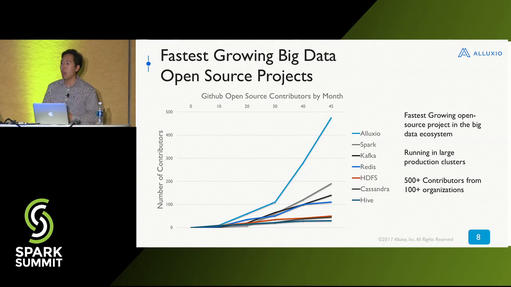Here is a graph of the number of contributors on GitHub. And Alluxio is actually the top line. And this is in the first N number of months that it's been open sourced. Alluxio was open sourced about 4 years ago, so it's about 45, 48 months ago. And as you can see, Alluxio has, I think, exceeded 400, 500 contributors now on GitHub. So it's been really exciting to see the growth of the project as well as how people are using it and trying it out in their production environments.